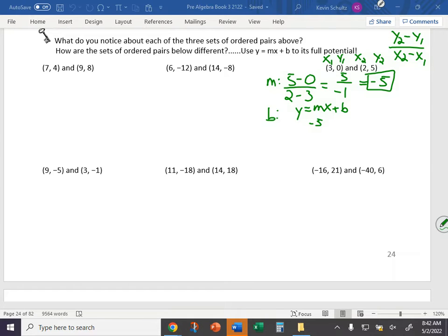One of the ordered pairs. Does it matter which ordered pair? No. Sophie, do you want to use this one or that one? This one? Okay. Using (3, 0), we plug in the y value 0 in for y, and we plug in the x value 3 in for x. Do you agree with that?